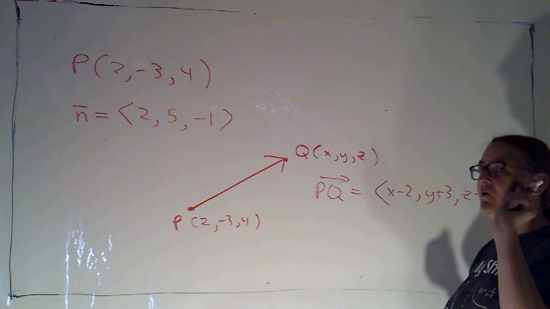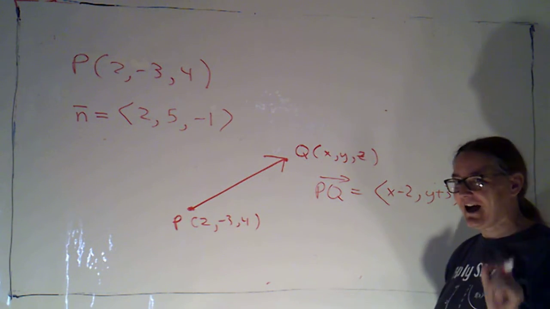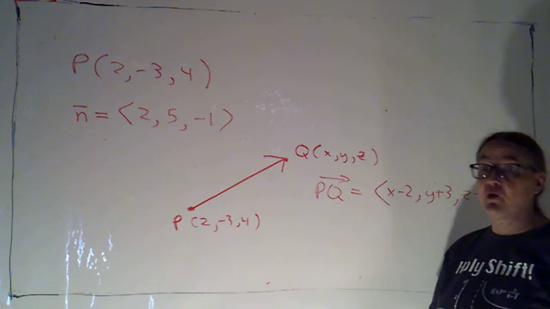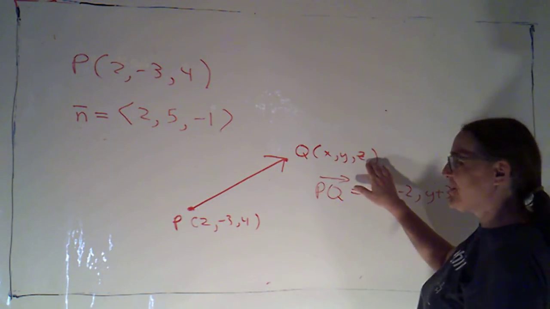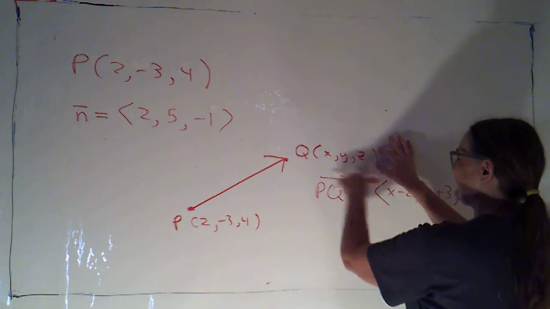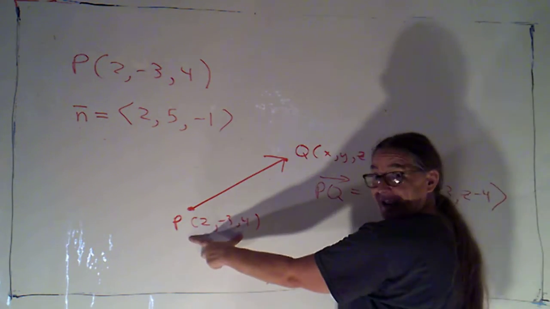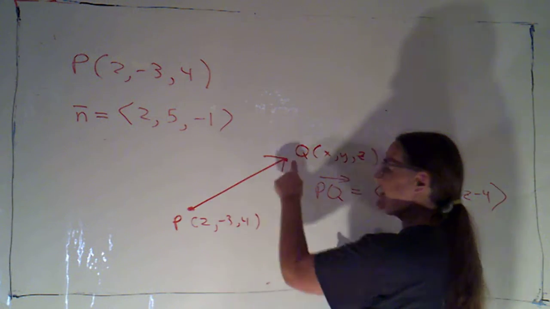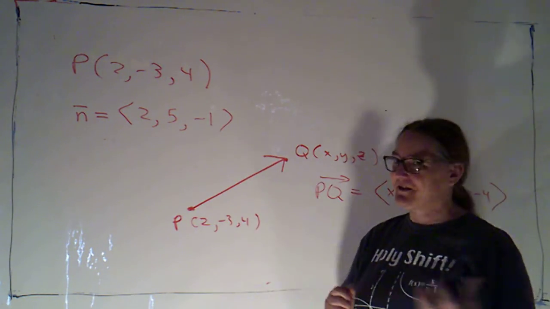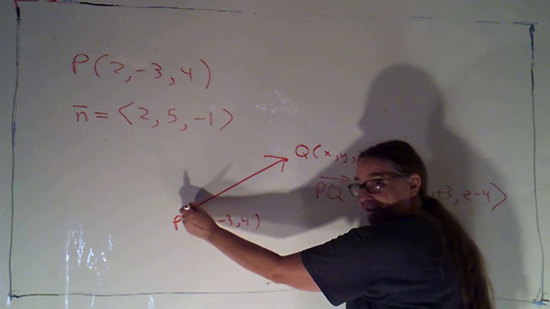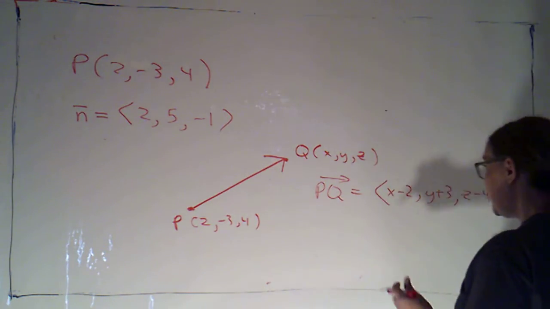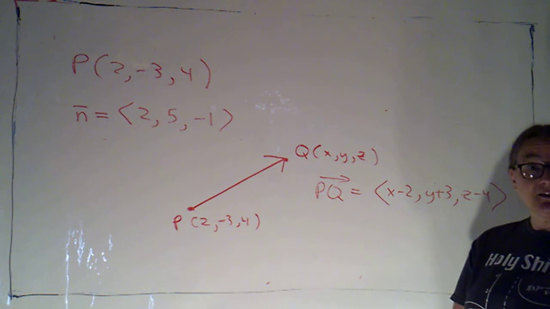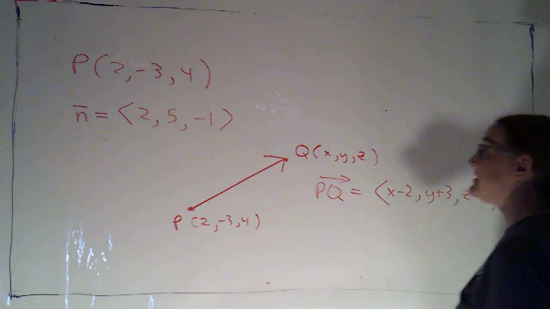Notice I said orthogonal, not perpendicular. That's actually very important because this point right here is on the plane. So if Q is an arbitrary point on the plane, it's entirely possible that Q could be the same point as P, in which case PQ would be the zero vector. Now the zero vector is not going to be perpendicular to this normal vector, but it will be orthogonal to it. And what does it mean for vectors to be orthogonal? It means that their dot product is 0.